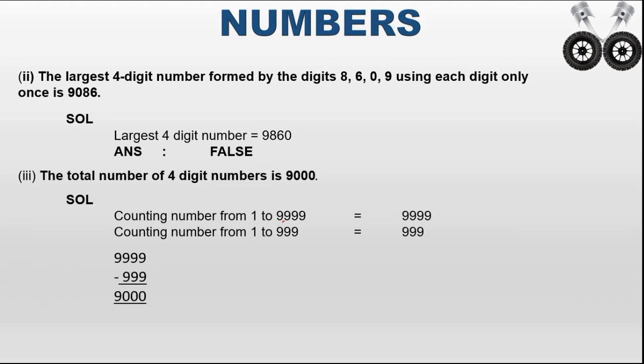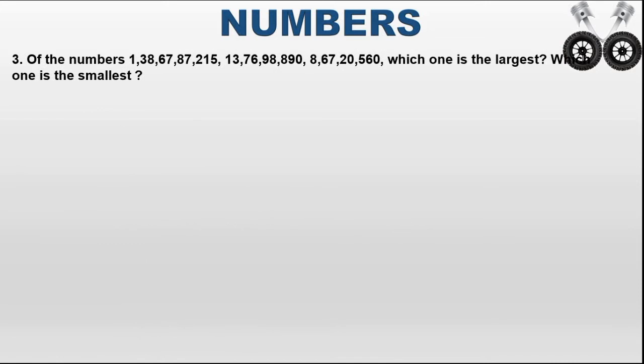What is in the statement? The statement gives 9000. So the given condition is true. So what is the next question? Three numbers are given. Which one is the largest? Which one is the smallest? So here how many numbers are given? Three numbers are given, and we have to say which one is the largest and which one is the smallest.